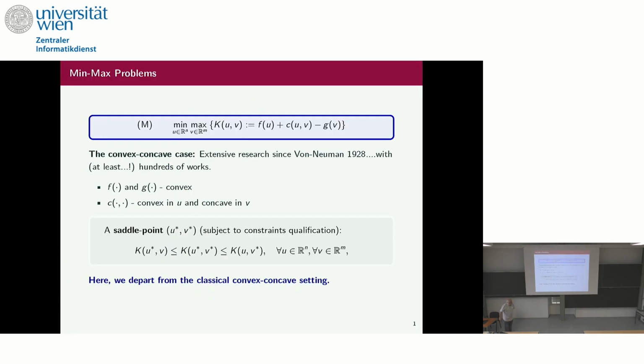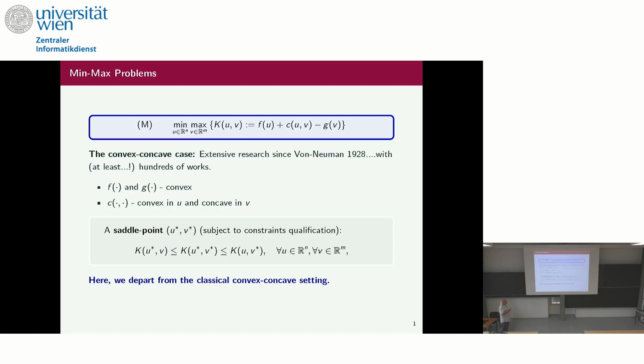Okay, so first of all, let me refresh your memory. We are dealing with a min-max problem of a bivariate functional K(u,v). We'll adopt this notation, which is very convenient. You will understand very soon why. That's not important for the moment. I will be more precise in the next 2 slides.